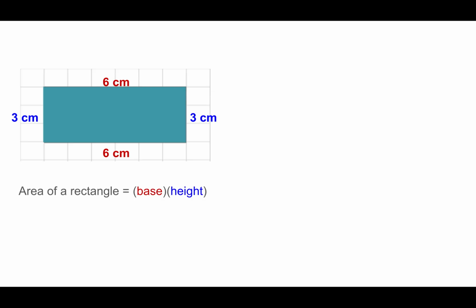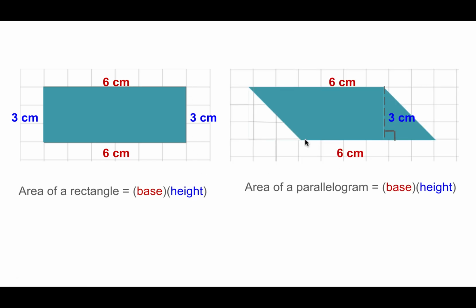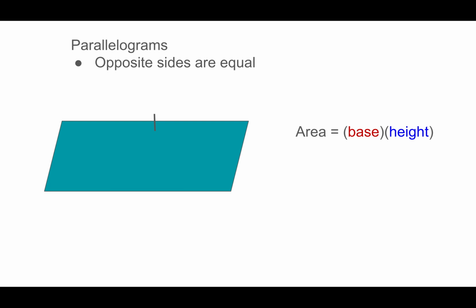Well, let's look at this rectangle. It's 6 for its base and its height is 3. Now let's look at the parallelogram. It's also 6 across and its height is also 3. So if we look at this parallelogram, the area is just like with our rectangle. It's the base multiplied by the height. And the opposite sides are equal. We can show that by putting these lines like this. And these two go together. So far, it sounds like a rectangle.